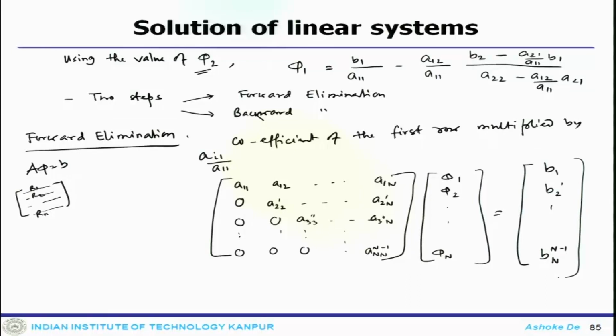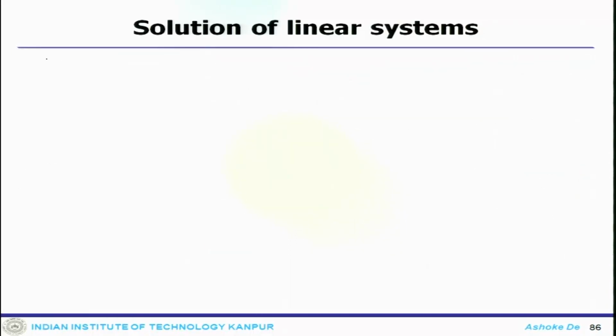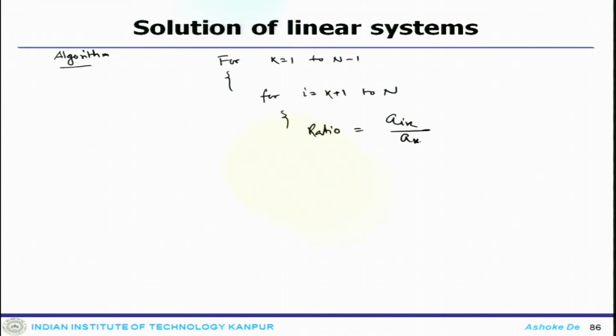So, each of these rows is multiplied with this kind of factor, the coefficients, and subtracted from this. So, you get this resultant equation. So, if one writes that algorithm, it says you go by a loop for k equals 1 to n minus 1. So, that is a loop. Then for i equals k plus 1 to n, you get this ratio. That ratio is a i k divided by a k k.